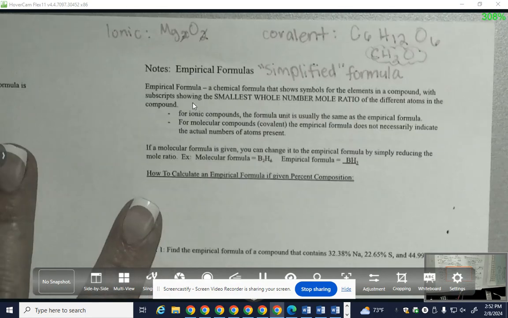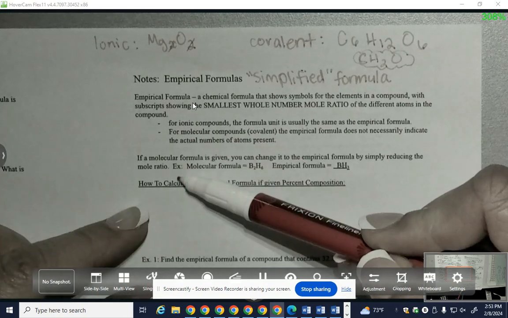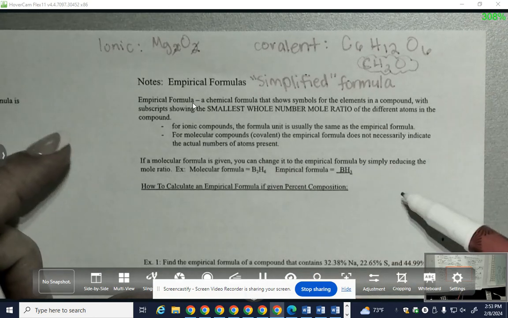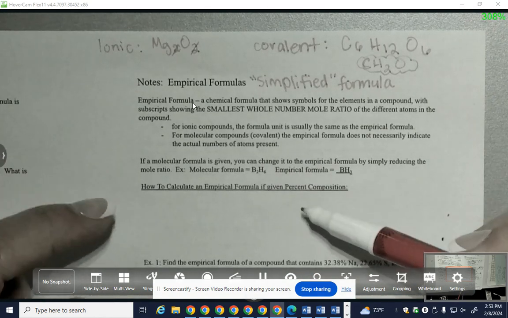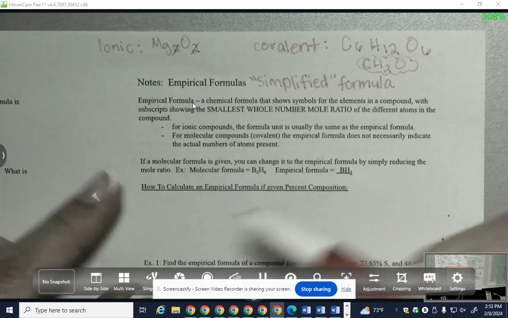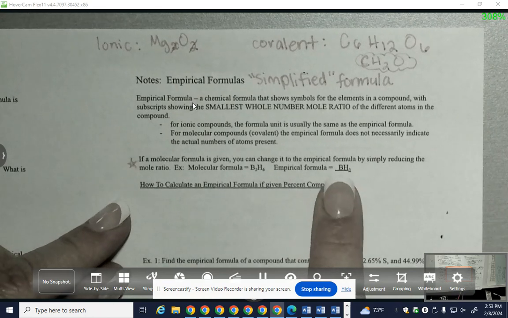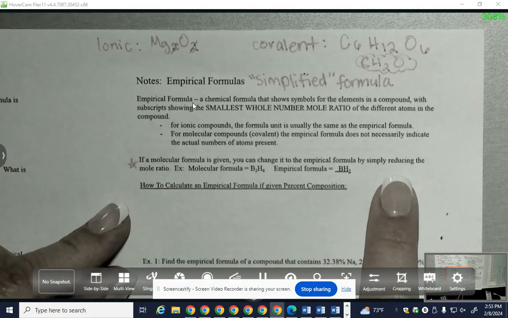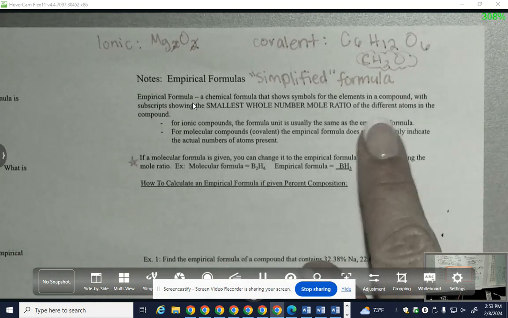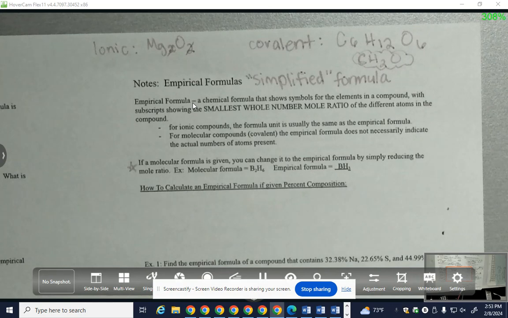All right, so all of that description was this first part, and you can read that again if you need to. But we're going to get into how to calculate your empirical formula. Oh, sorry, this part. If a molecular formula is given, you can always change it to empirical by just reducing the mole ratio. Just like what we did with glucose, we divided all of them by 2 and were able to come up with CH2O. So easy enough. Don't overthink that one.